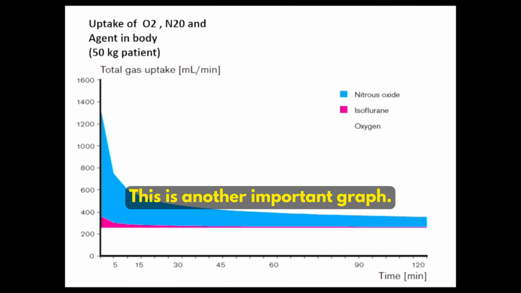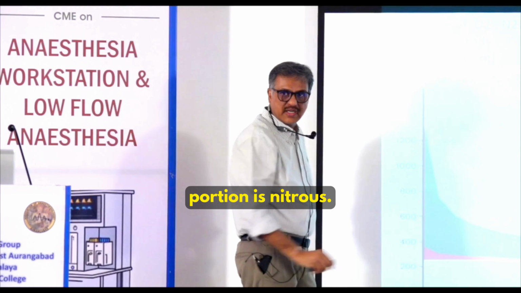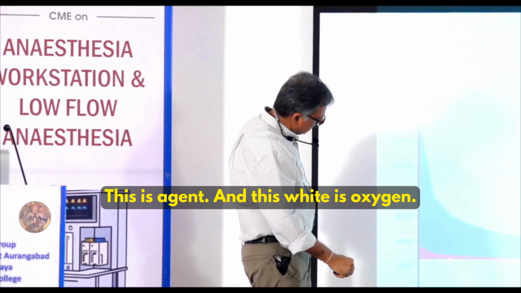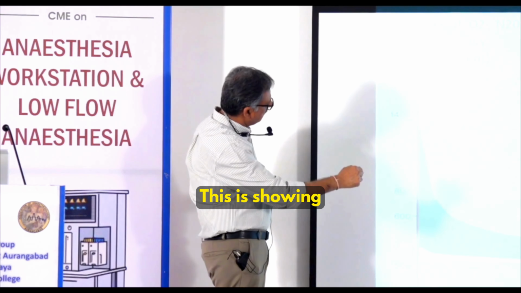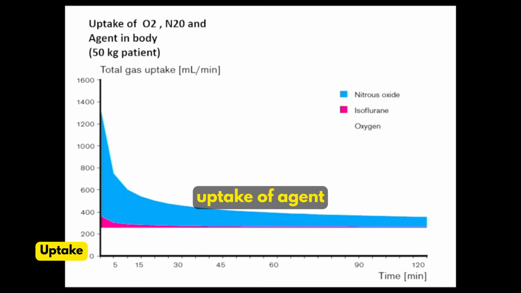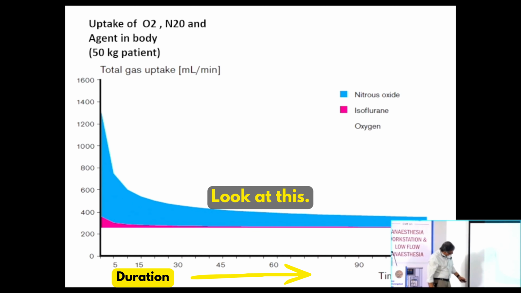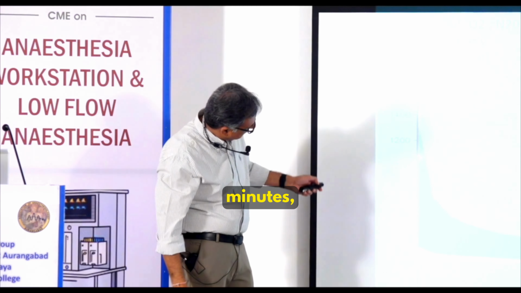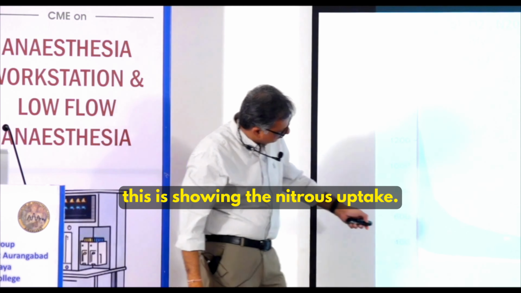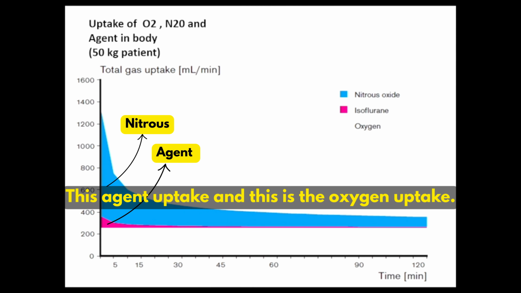This is another important graph. This blue portion is nitrous, this is agent, and this white is oxygen. This is showing the uptake of agent in our body, and this is the duration of anesthesia. Look at this. If you start the anesthesia, for the first 15 minutes, this is showing the nitrous uptake, this one is showing the agent uptake, and this is oxygen uptake.